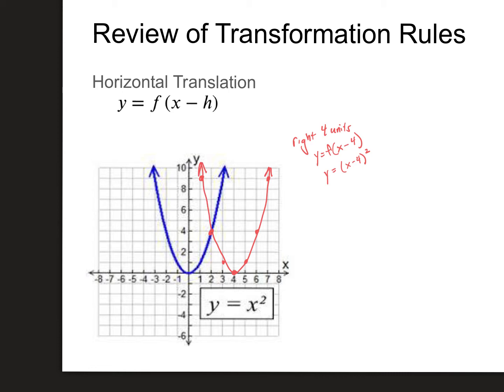Or, of course, we could also come up with one that would move it to the left. Let's move it to the left 2 units. And of course, in this instance, remember, left 2 units means that h is equal to -2, not +2. So my equation would be y equals f of x plus 2, which would give me the quadratic equation (x plus 2) squared. So I'd move all my points over 2 units, and we'd end up with our curve being over here like this green curve.